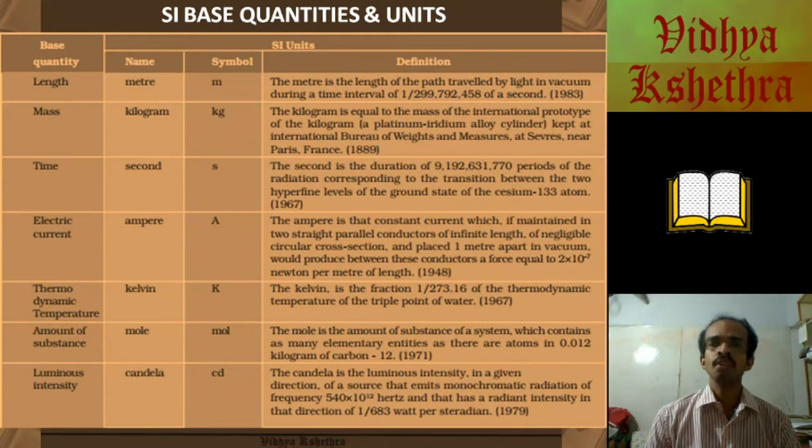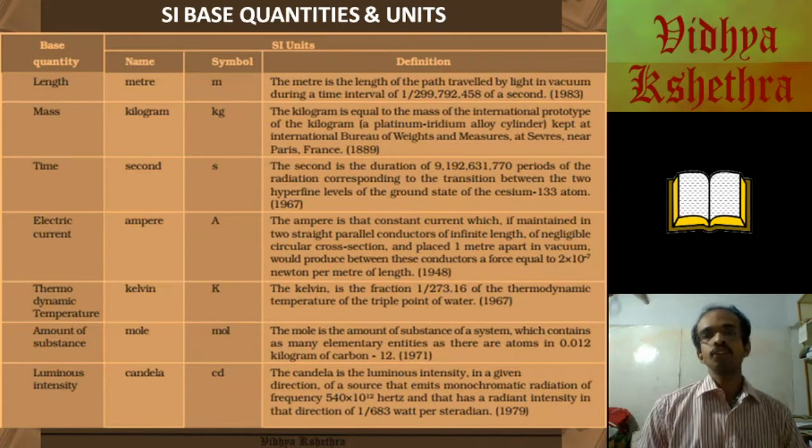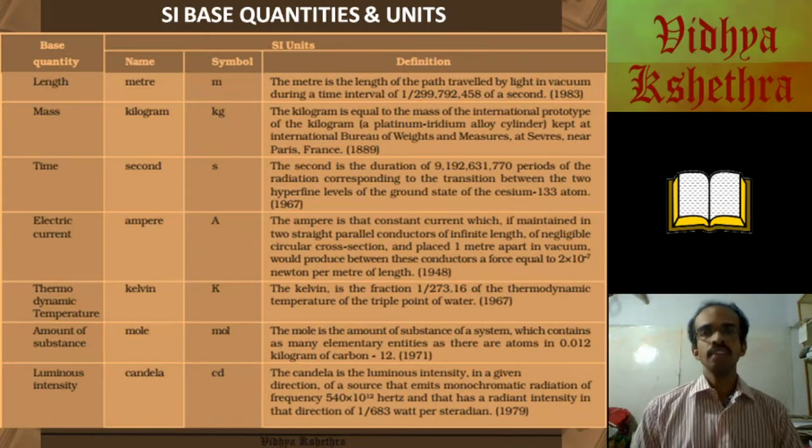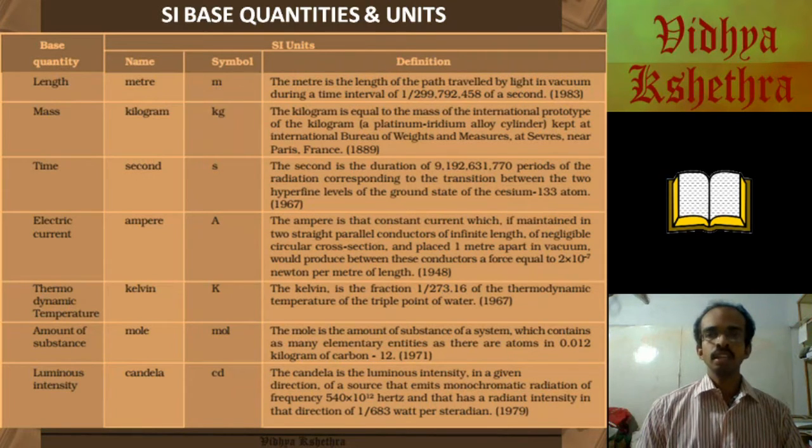The meter is the length of the path traveled by light in vacuum during a time interval of 1 by 299,792,458 of a second. Then for mass, it is kilogram. The kilogram is equal to the mass of the international prototype of the kilogram, a platinum iridium alloy cylinder kept at International Bureau of Weights and Measures at Sèvres near Paris, France. These are the standards based on which these units are defined.